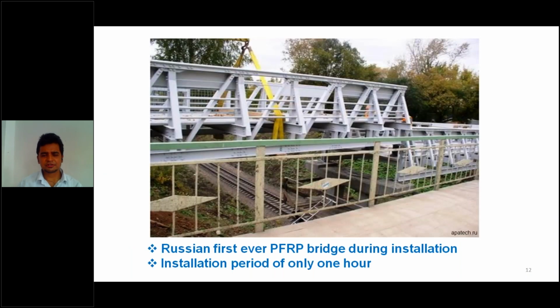This is the first bridge constructed in Russia which is fully made of FRP. It was installed within a period of 1 hour. So you can see how quickly it can be installed at the site.